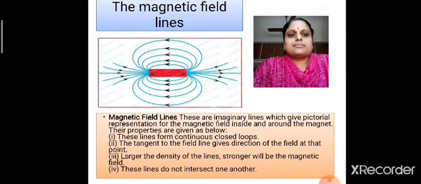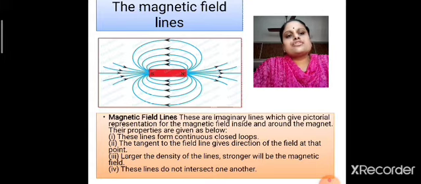Now let us discuss something about the magnetic field lines. As we had studied electric field lines, magnetic field lines are imaginary lines which give a pictorial representation for the magnetic field inside and around the magnet. The properties of magnetic field lines are: magnetic field lines form continuous closed loops. The tangent to the field at any point gives the direction of magnetic field at that point. The larger the density of field lines at a point, the stronger the magnetic field at that point.